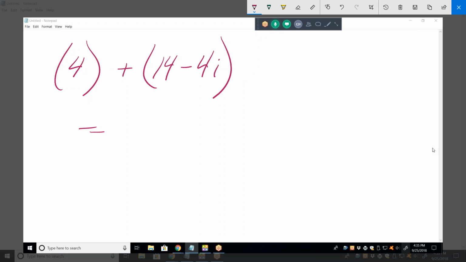You're just doing two separate processes. You're going to add the reals and you're going to add the imaginaries. So what's the real? The 4 and the 14. Add them together. What's that answer? 18. And what's the imaginary? Negative 4i.